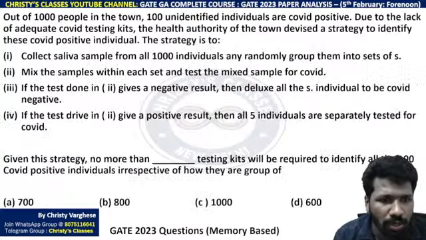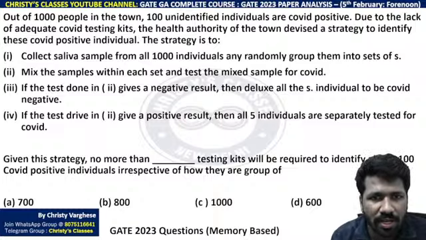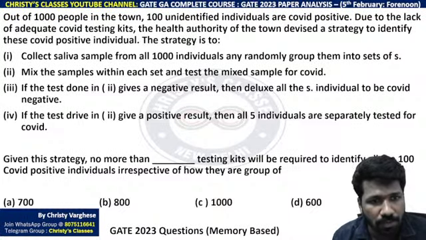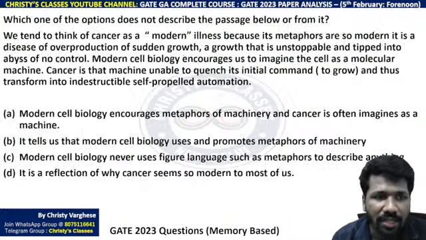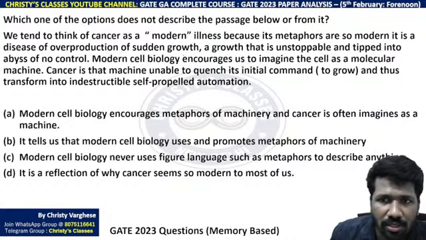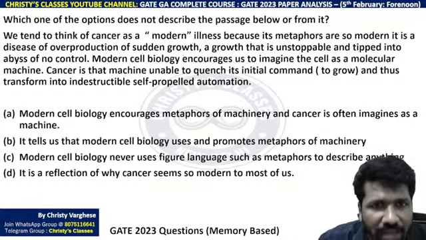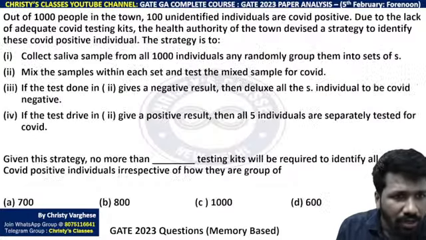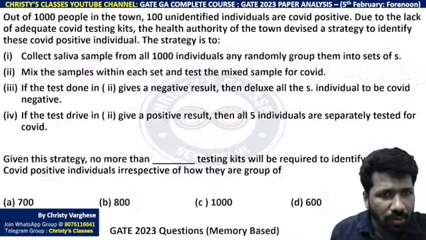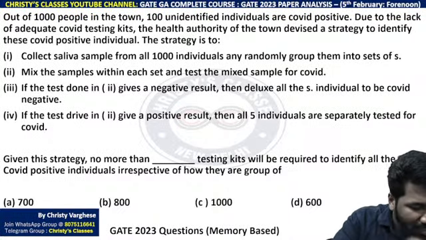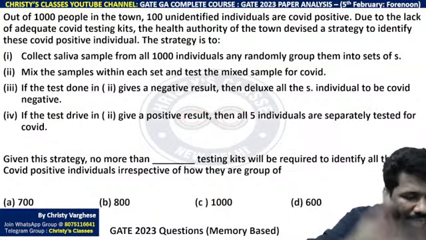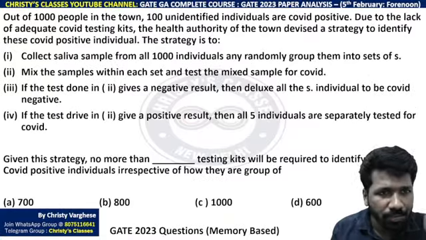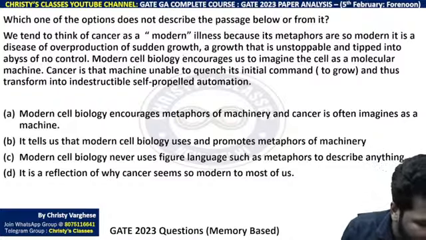Second, this one, was it there or not, please check. Out of 1000 people in the town, 100 identified individuals, unidentified individuals are COVID positive. A question related to COVID positive, was it there? That also please check. And third one: which one of the following options does not describe the passage below? We tend to think of cancer as a modern illness. A question related to cancer. Himanshu, can you mention which one? Cancer question, I will tell you for identifying easily, because when I am saying it, there is a delay of 20 seconds between the video and the feed that you are getting. That is why, to avoid confusion, I will mention student question, COVID question, cancer question. Which all were there in your set?